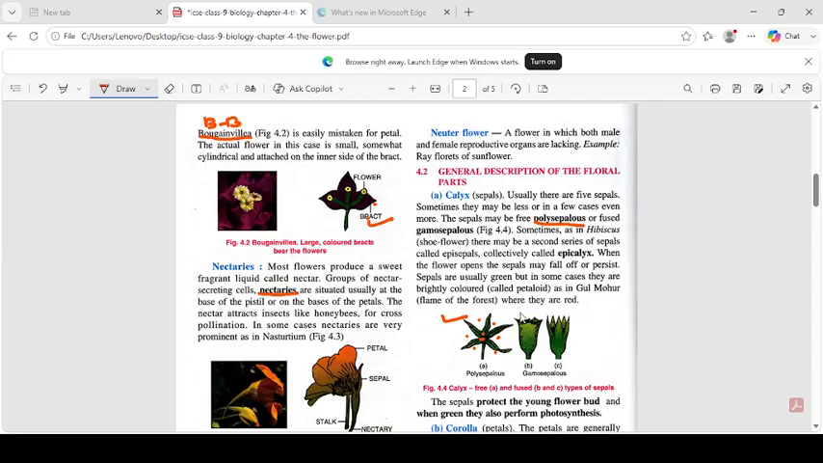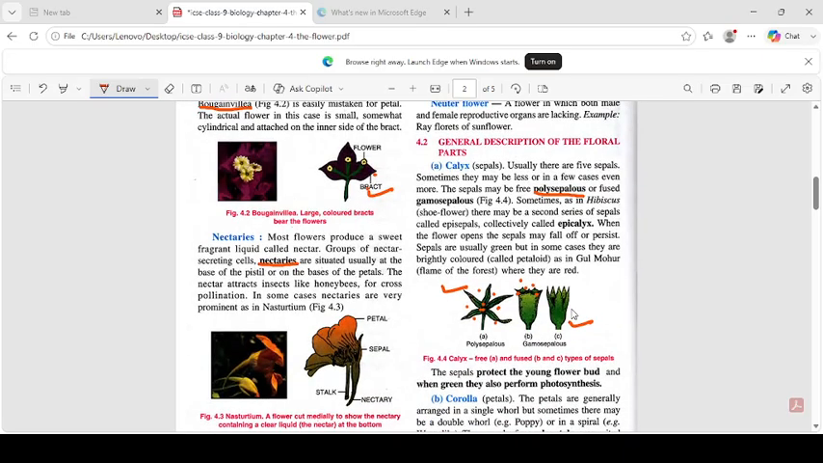Suppose five sepals are there, 1, 2, 3, 4, 5. These five sepals are fused together and making a whorl, or you can say cup-like structure over here. This condition is called as gamosepalous, as in case of China rose. So this will be helpful for making floral diagram and floral formula when you are writing.